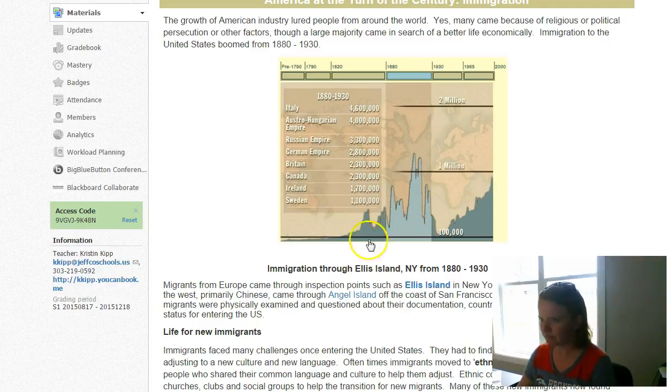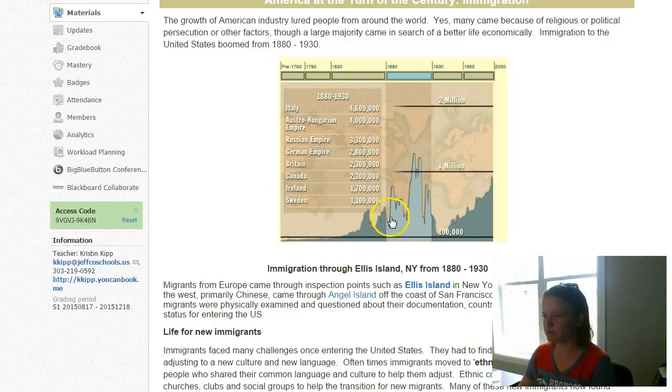time period. Now, along the left here, I initially was a little bit overwhelmed by all of these numbers, but then I realized that they're in order from largest to smallest, although the smallest is still 1.1 million listed here. This is showing the groups that people were immigrating from. So we have Italian immigrants, Austro-Hungarian Empire, the Russian Empire, German Empire, Britain, Canadian, Irish, and Swedish, which shows me a couple of things.